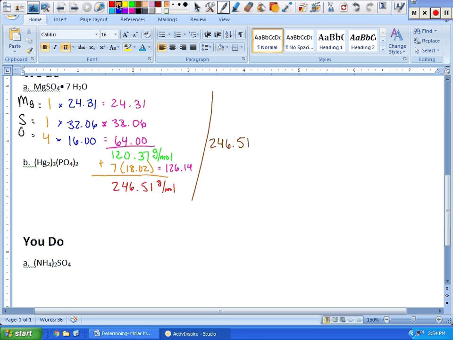All right, what was the percent for magnesium? 10. All right, what about sulfur? 13. What about oxygen? 26. And finally, what about water? 51%. All right, what is 0 plus 3? 3. And what is 6 plus 1? 7. What's 7 plus 3? 10. So that's got to be 100%.